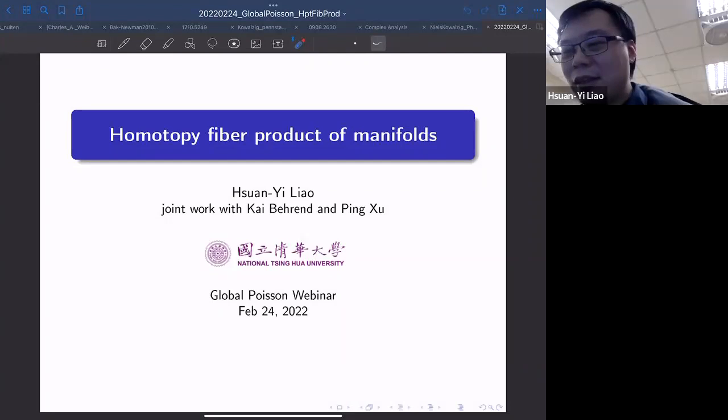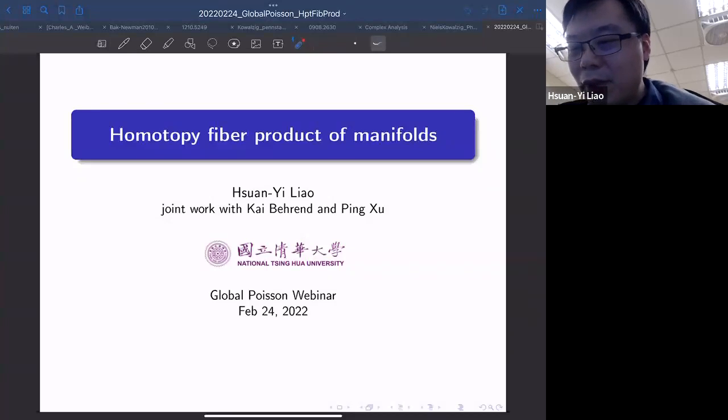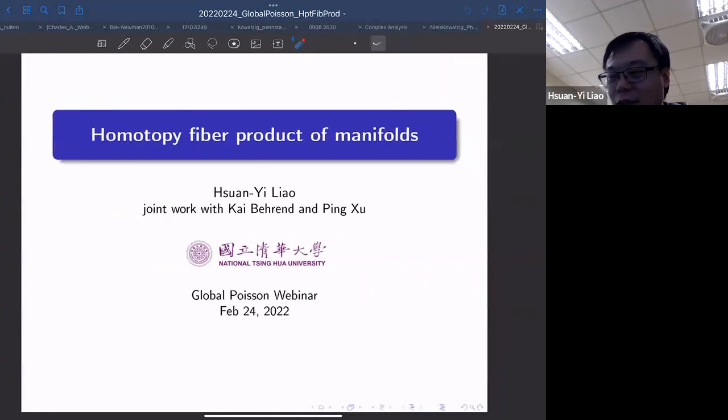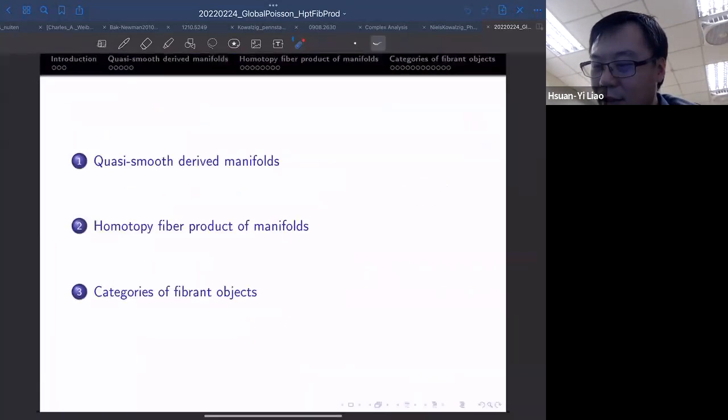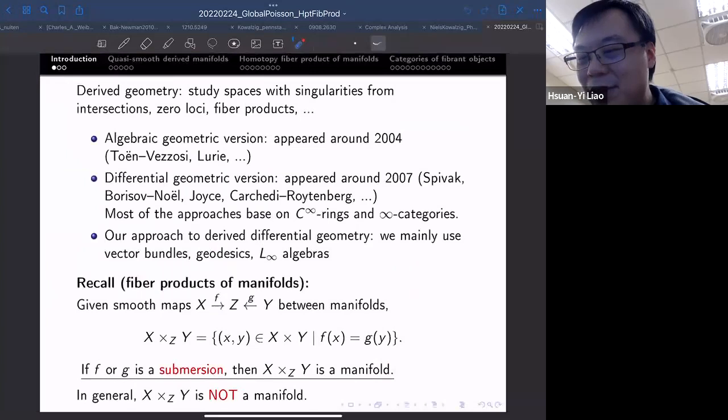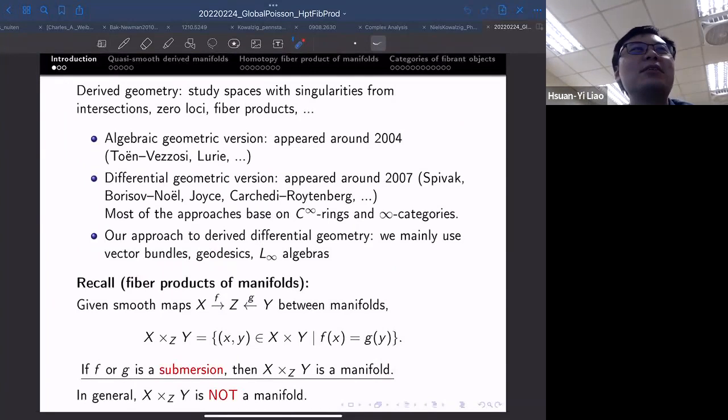Thank you for the introduction. I'm happy I have this chance to share my research, and I will talk about homotopy fiber product of manifolds. This is basically about derived differential geometry, and let me start with an oversimplified introduction to derived differential geometry.